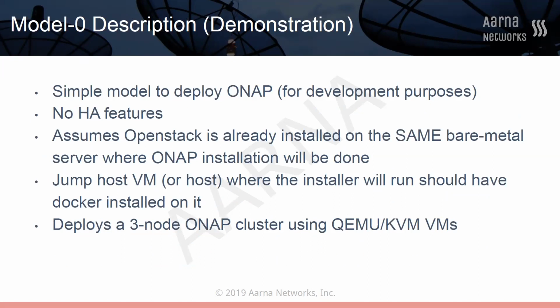So what we're going to show in the demo today is what we call a very simple model, Model 0. This essentially deploys ONAP on a single server without any HA features. And it assumes that there is already an OpenStack installed on the same server. So it's essentially what we call an all-in-one. And it deploys it as a multi-node cluster. So all the VMs inside the server essentially form the Kubernetes cluster, and the ONAP is deployed on that cluster. So that's the demo that we're going to show today.